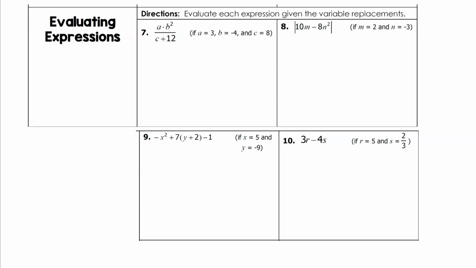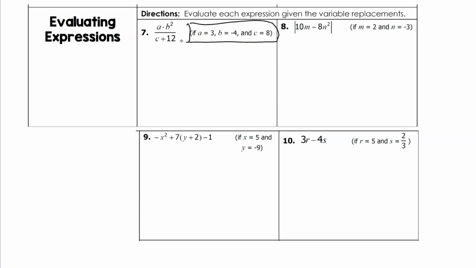All right, evaluating expressions. Evaluating expressions is just another word for saying, hey, let's solve this and substitute some values in. Evaluating just means solving. So no matter which way you do this, it just means we are going to solve this. So number 7 says a times b squared over c plus 12. I know, it has letters now. Where did these letters come from? Those are called our variables. So it gives us values right over here, and we're just going to replace them.